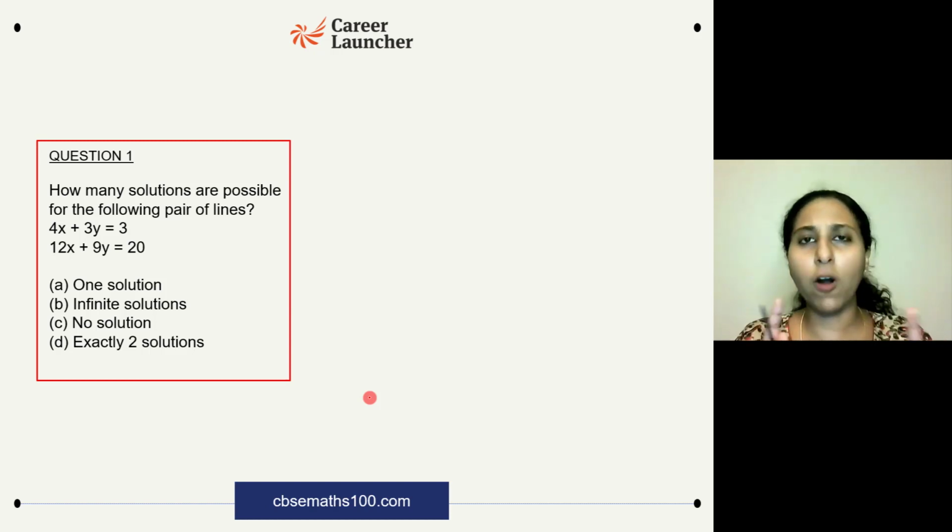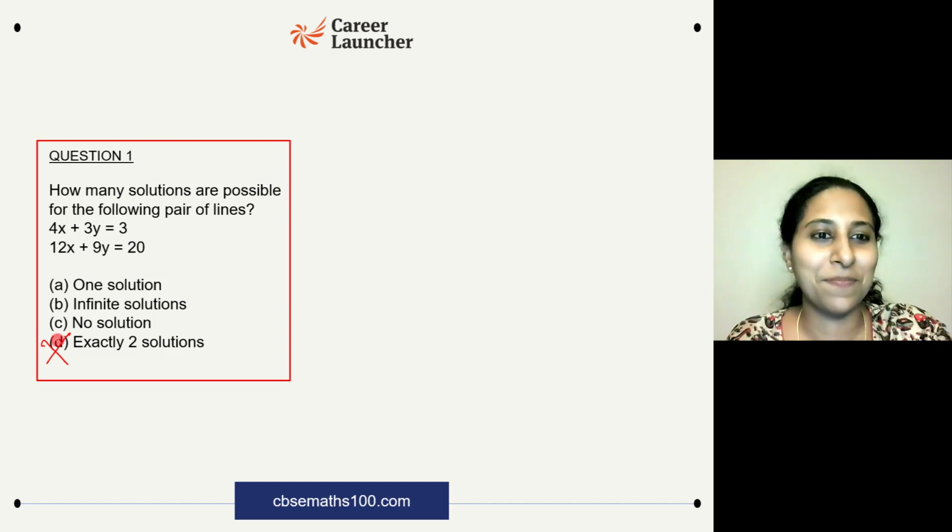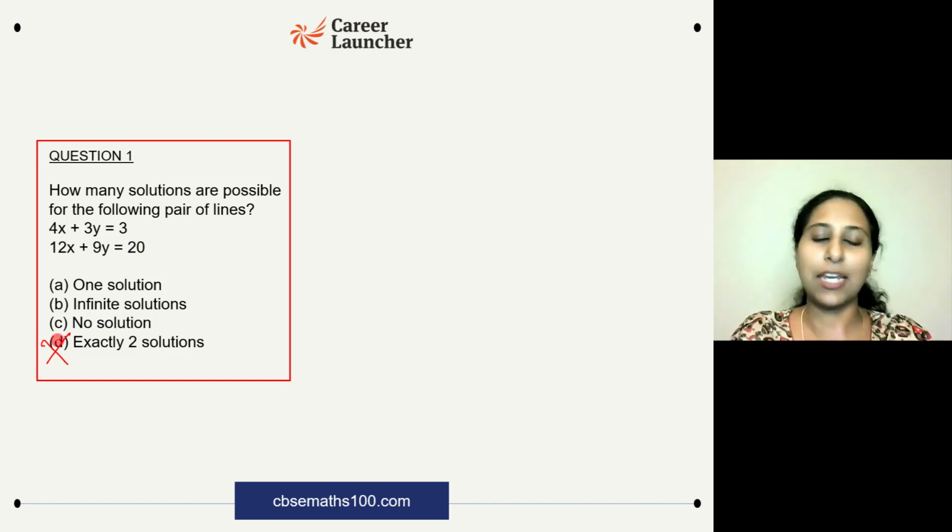Remember that for a pair of straight lines, you cannot have exactly two solutions. This is definitely not going to be the answer. It's either one solution, infinite solutions, or no solution. We need to determine which one of these it is.